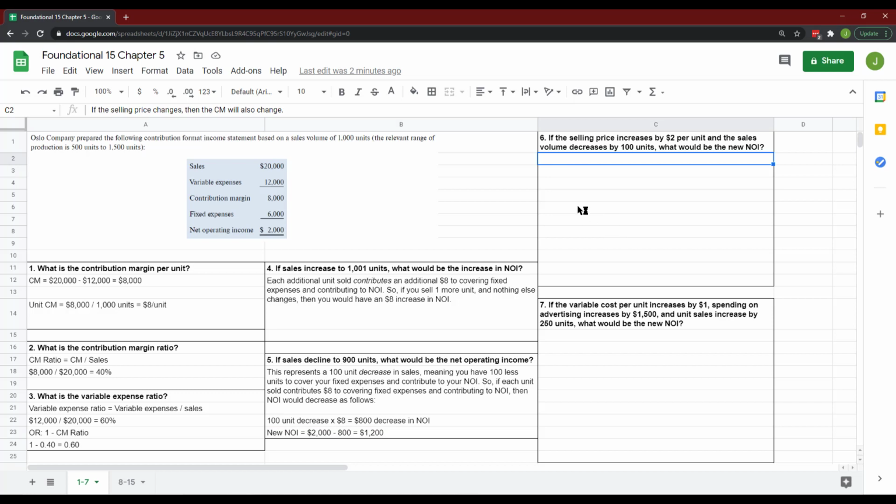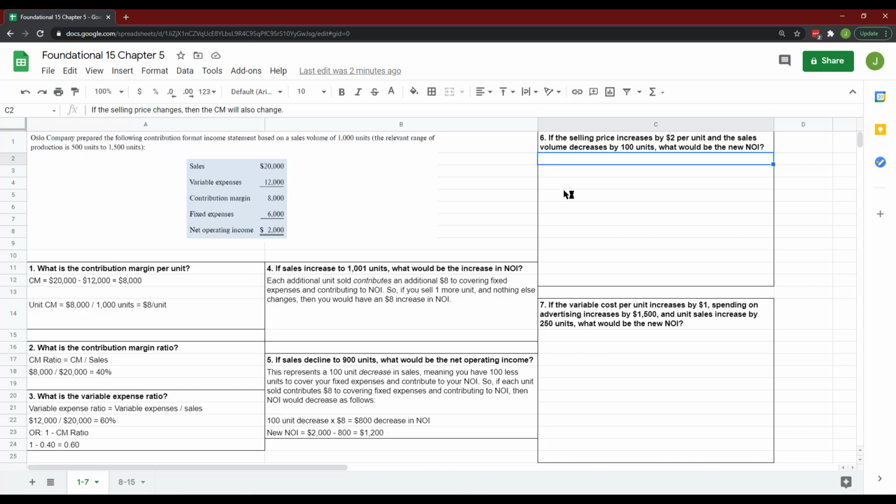Okay, let's take a look at number 6. So this one we're looking at if the selling price increases by $2 per unit and the sales volume decreases by 100 units, what would be the new net operating income? So now we're not just looking at a change in sales volume, but they're saying, what if we charge more per unit? What if that goes up by $2?